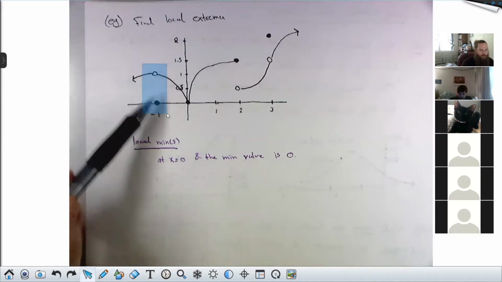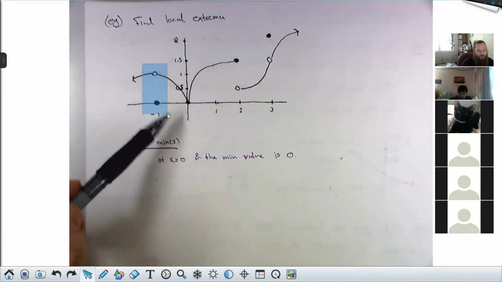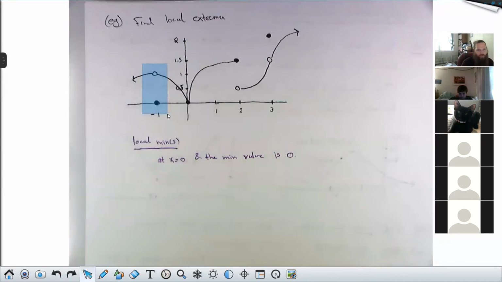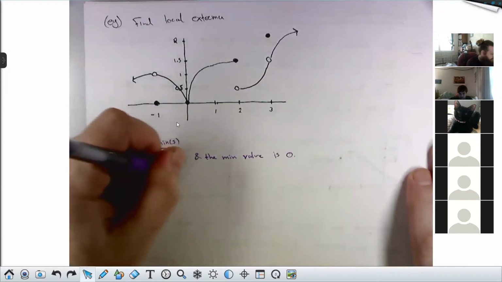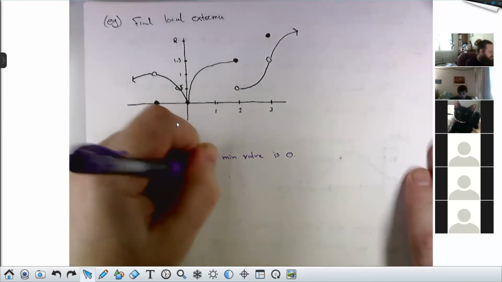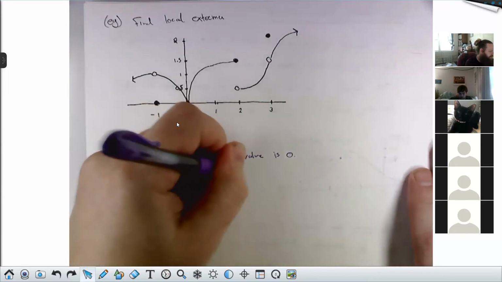There's a hole there. The actual point on the graph is right here. And this most definitely is the lowest point anywhere in this little window, right? There is no point on the graph which is beneath this in that window. So that's got to be a local min. So at x equals -1, we have a local min. And the min value is what?